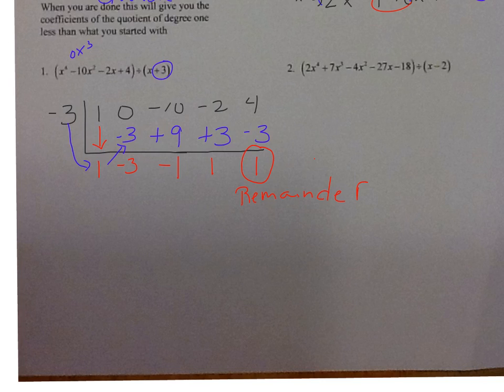So I'm going to start with 1x to that. Now the degree is always going to be 1 less than what you started with. So we started with a 4, so it's going to be to the third. And then it just keeps going down. Minus 3x squared minus 1x plus 1 plus, now your remainder, 1 over x plus 3.